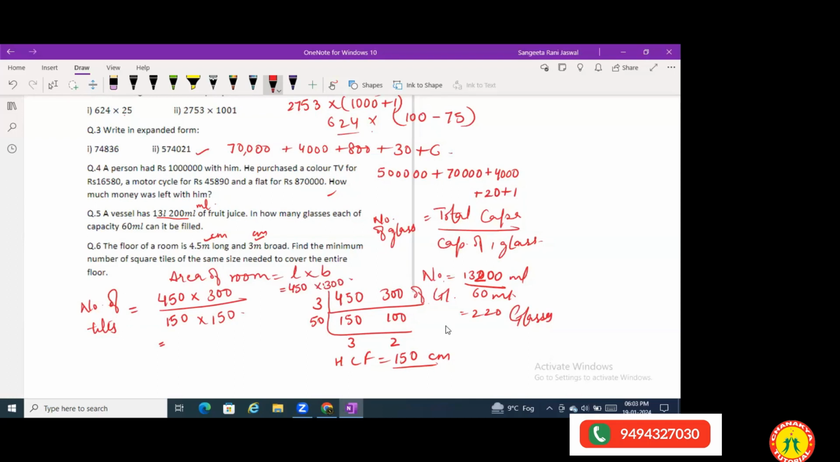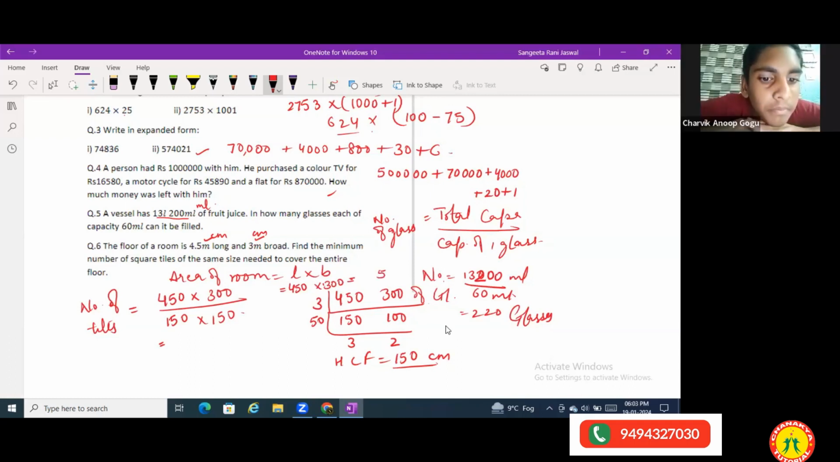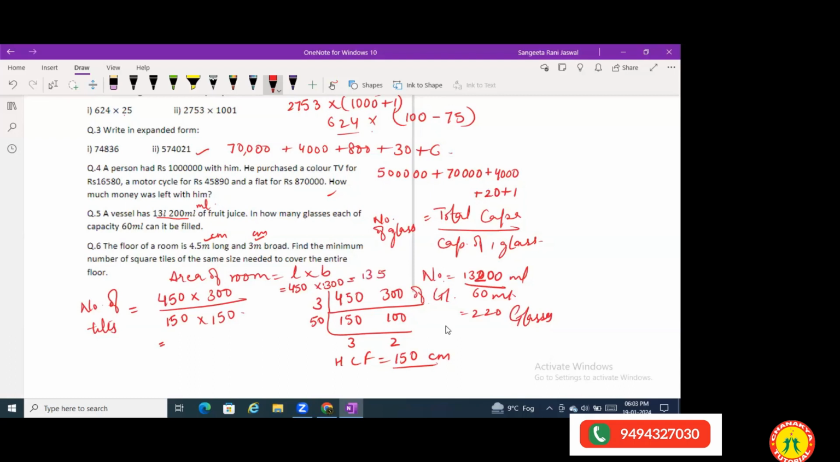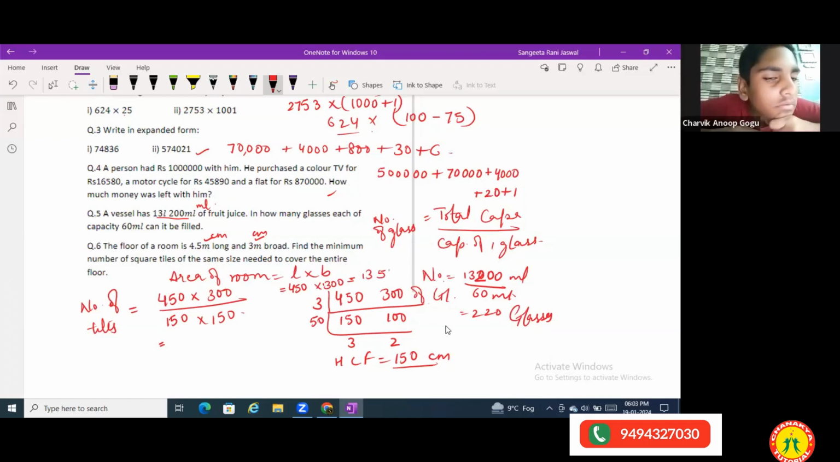So you can multiply and get your answer. Yes, 450 into 300 is 135,000. So this is the area of the room in centimeters square. And then you have the area of one tile.